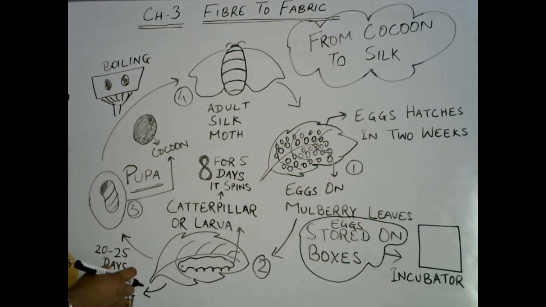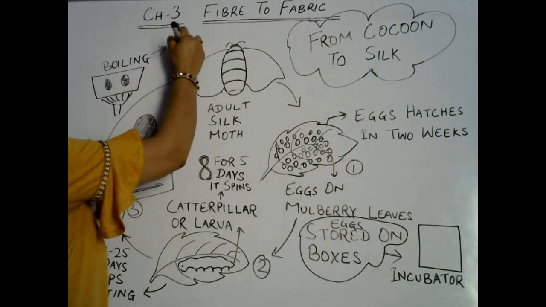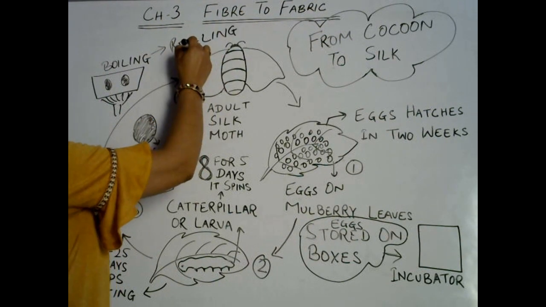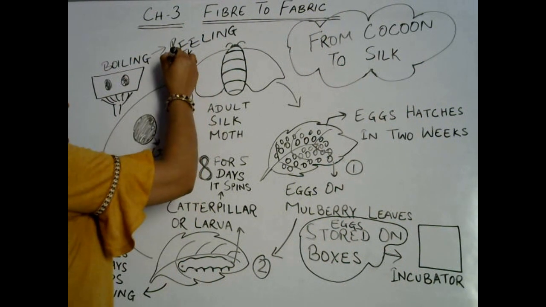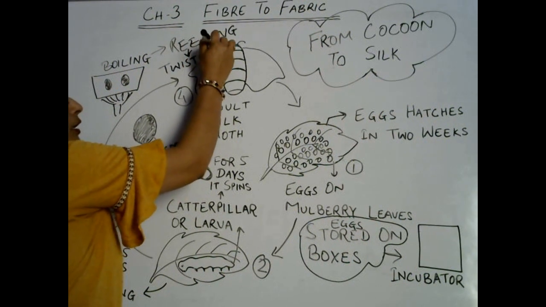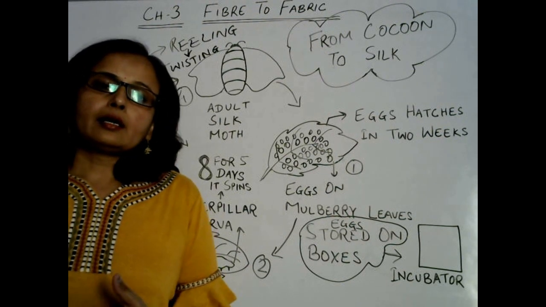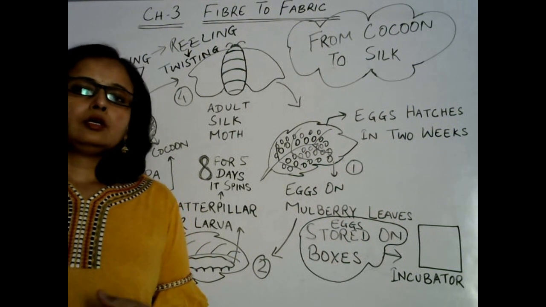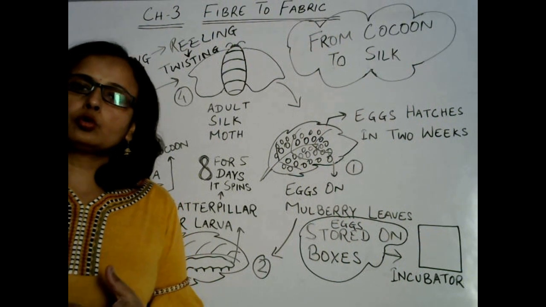So after boiling, what is the next step? It is reeling, that is collecting of fibers. And after reeling, what is the next one? It is twisting into yarn, and then yarn is formed, silk thread is formed. This is how we can get silk fiber from cocoon.